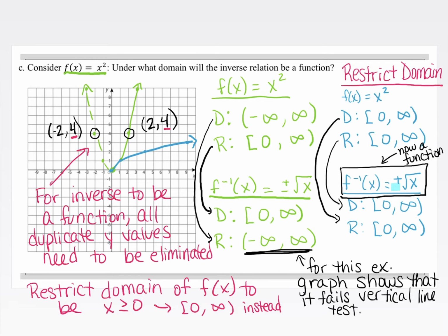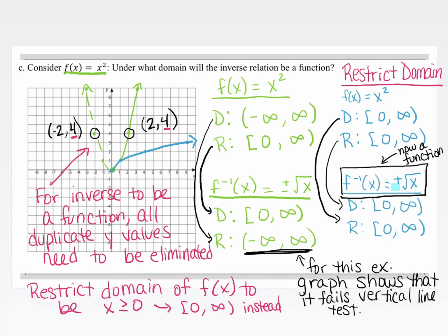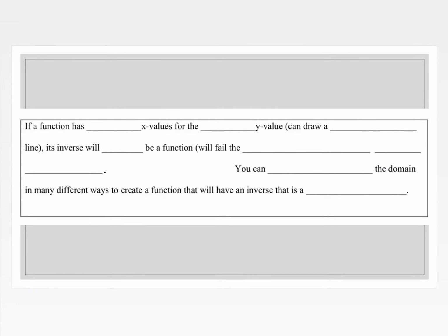I know this slide is a little jam-packed. So let's see if we can summarize this. If we notice from our first function, we had these 2 points, -2, 4, and 2, 4. So if a function has 2 or more x values for the same y value, so we had that 4 repeating, and we can draw a horizontal line through it where it touches more than once, its inverse will not be a function because it will fail the vertical line test.